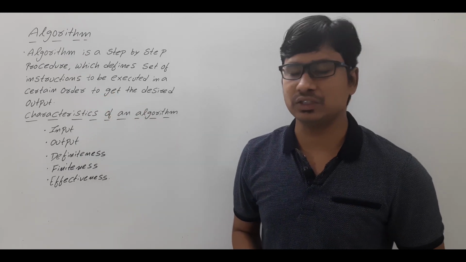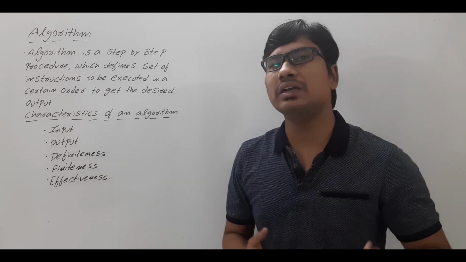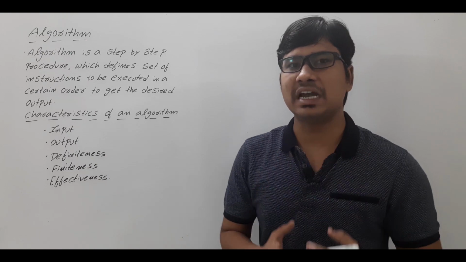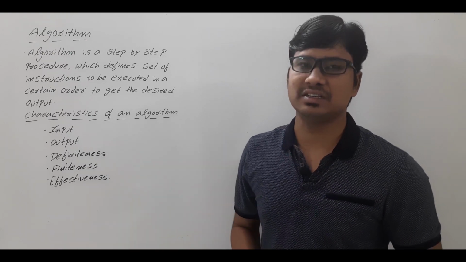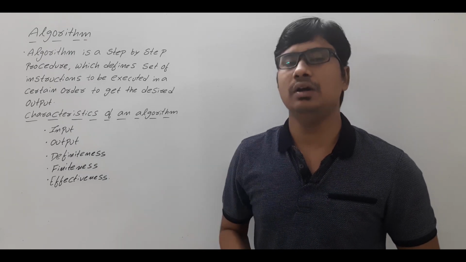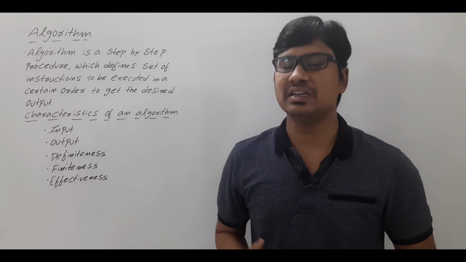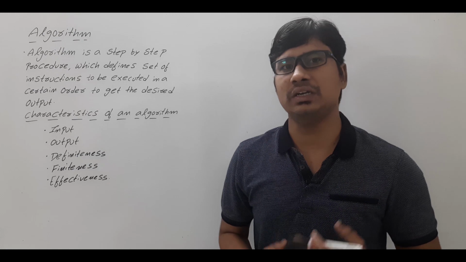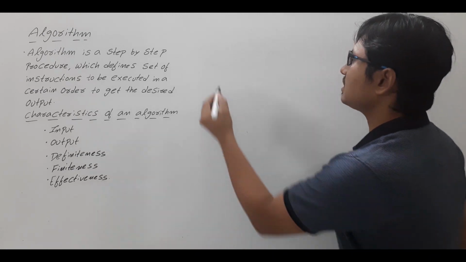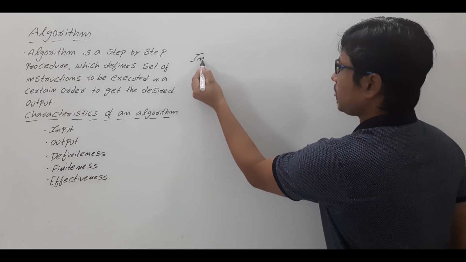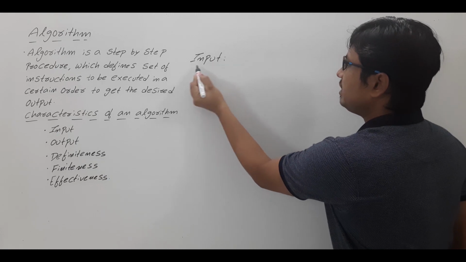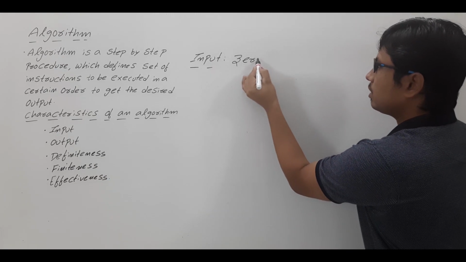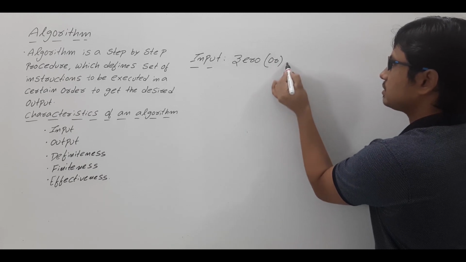Hope you have understood. Now let me discuss what are the characteristics of an algorithm. Every algorithm should satisfy these 5 characteristics: input, output, definiteness, finiteness and effectiveness. Let me discuss each one in detail. First, let me discuss input. Every algorithm should take 0 or more inputs.